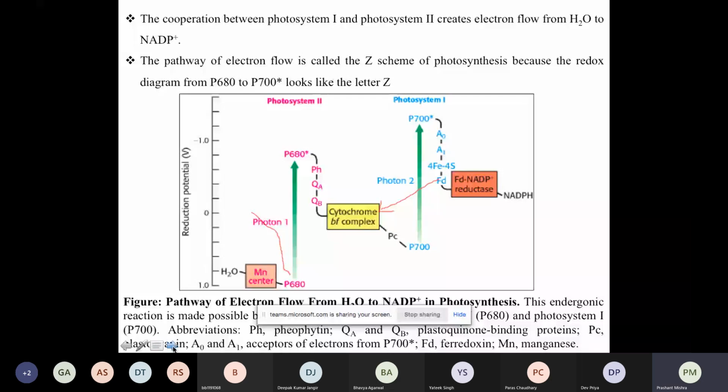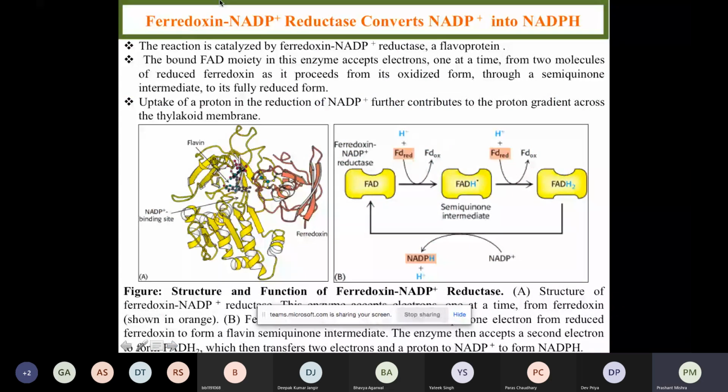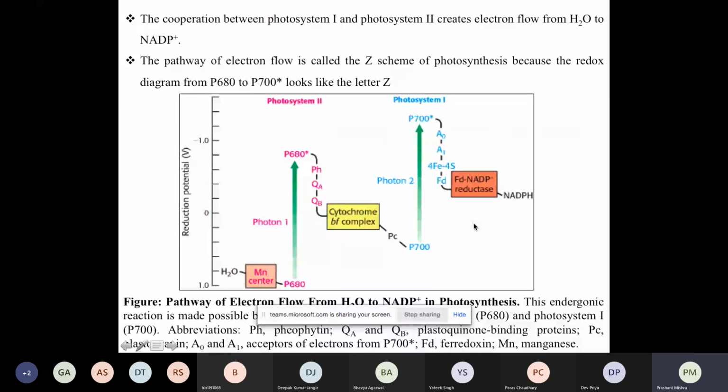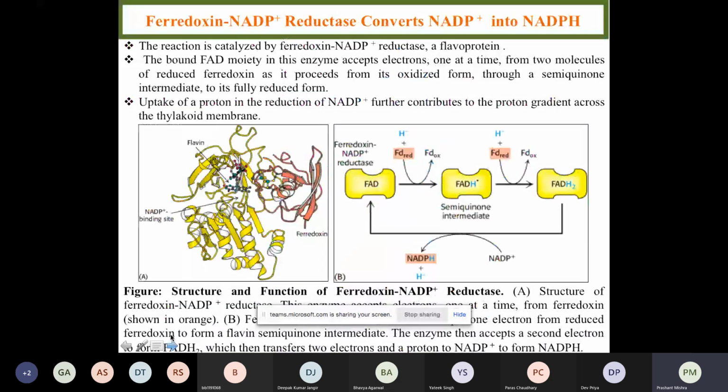Now, as I said in the previous slide, this ferredoxin-NADP plus reductase is the one which is responsible for converting your NADP plus to NADPH. This reductase is an enzyme which has a binding site for ferredoxin, where the electron can move. Then you have the NADP plus binding site. So these two are substrates, and they will help the electron to flow.